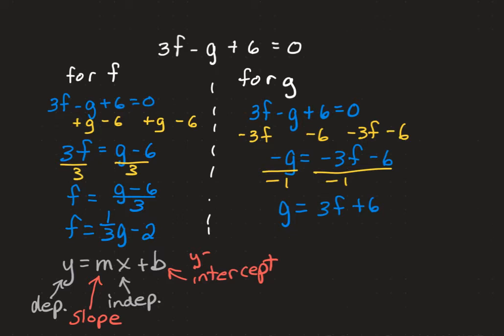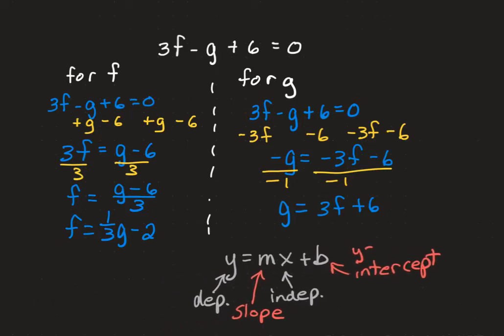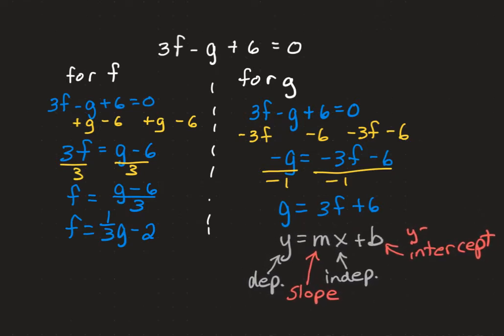Let's analyze what we have here when we're looking at the equation f equals 1/3 g minus 2. Written this way, what is the independent variable? G. What is the dependent variable? F. What is the slope? 1/3. What is the y-intercept? -2.